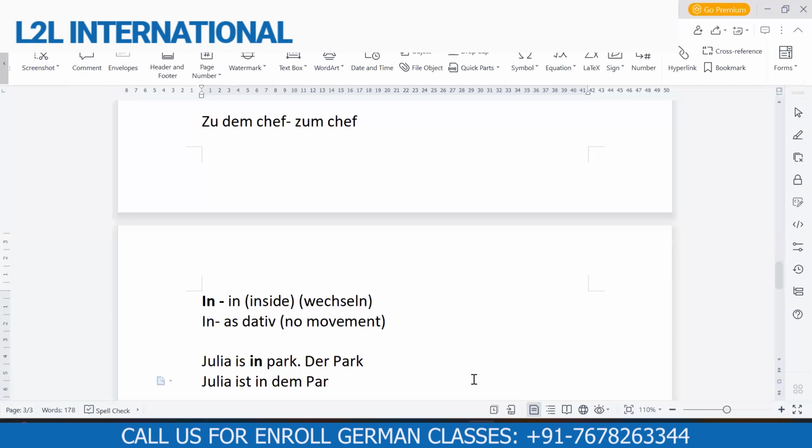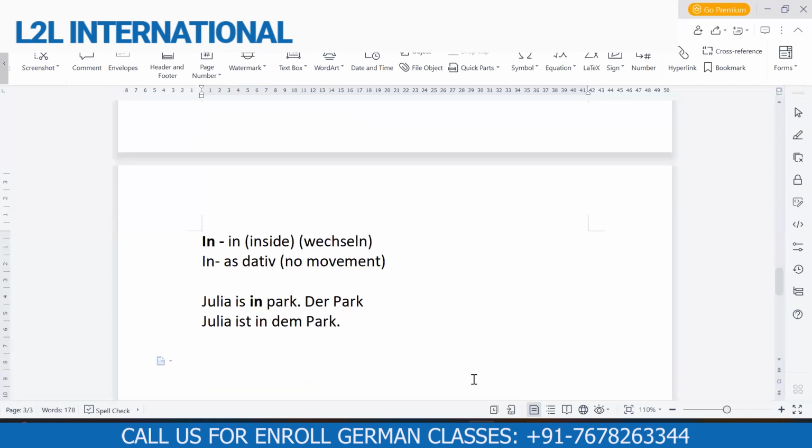Very good, Samriddhi. Next sentence I'm giving to Sana. Akash is in the restaurant. The restaurant's article is das, Sana. I'm writing the article of restaurant, das. Could you please tell me the German translation for this sentence? Akash ist in dem Restaurant. Very good, Sana. Super.